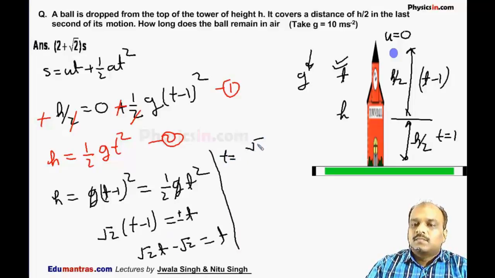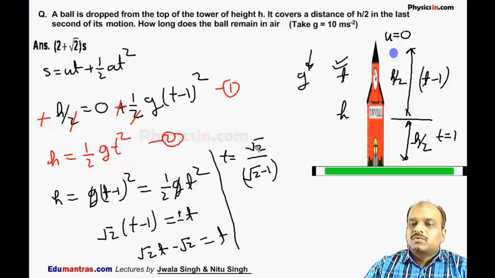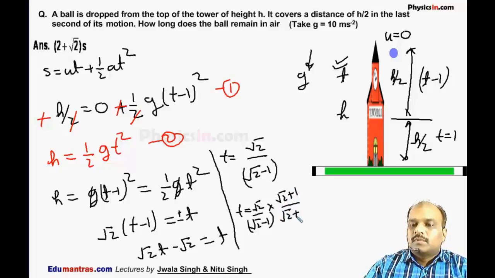root 2 divided by root 2 minus 1. So from here I can say t is root 2 by root 2 minus 1. I can multiply and divide this expression by root 2 plus 1, so this is equal to root 2 by root 2 minus 1 multiplied by root 2 plus 1 divided by root 2 plus 1.